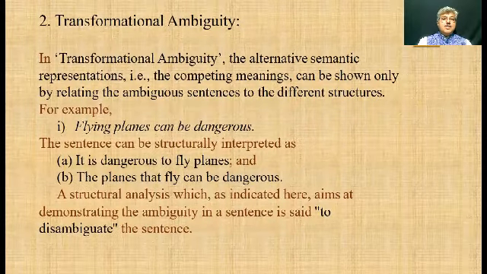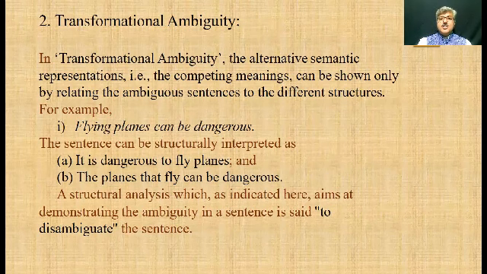The second type is transformational ambiguity. In transformational ambiguity, the alternative semantic representations, that is the competing meanings, can be shown only by relating the ambiguous sentences to different structures. For example, number one, flying planes can be dangerous. The sentence can be structurally interpreted as, number one, it is dangerous to fly planes. Flying planes can be dangerous. What is dangerous? Flying planes, it is very dangerous to fly any type of plane.